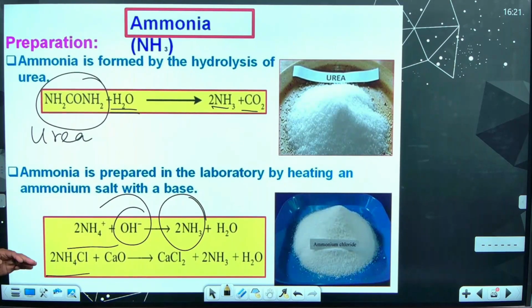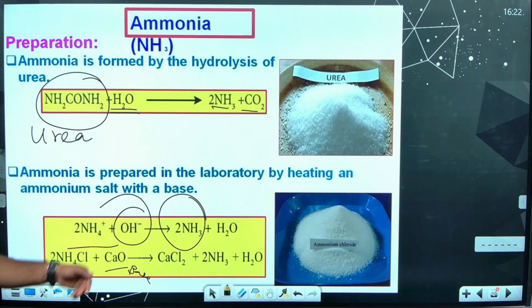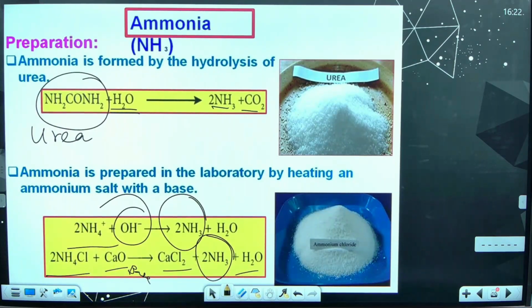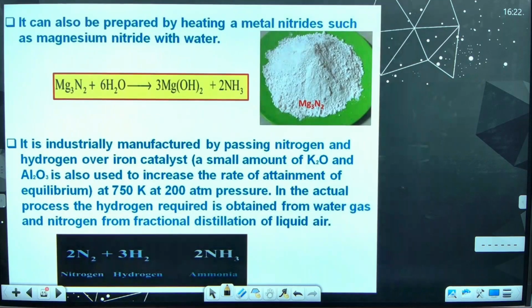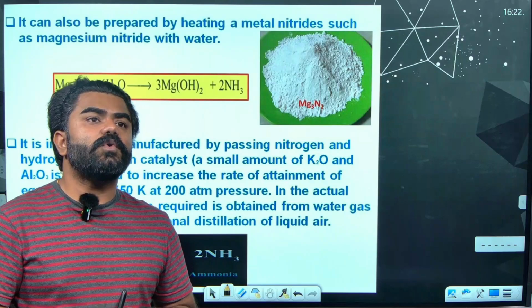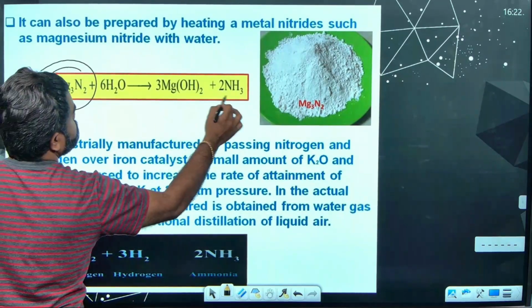Then again ammonium saltங்கிறது என்ன? இங்கே you can take ammonium chloride or any other salt, for example ammonium salt. So ammonium chloride எடுத்து calcium oxide, இது ஒரு base இல்லையா? Calcium oxide is a base. So அது கூட treat பண்ணும்போது you get calcium chloride with evolution of ammonia and water. Next we see that ammonia is also prepared by taking magnesium nitride. So when you hydrolyze magnesium nitride, you get ammonia as a product.